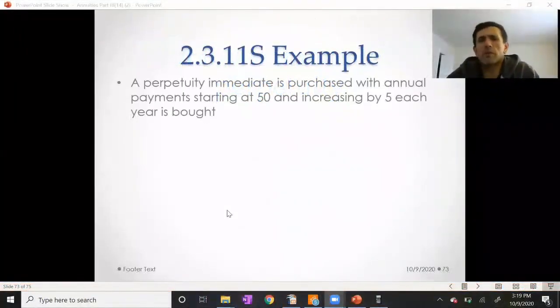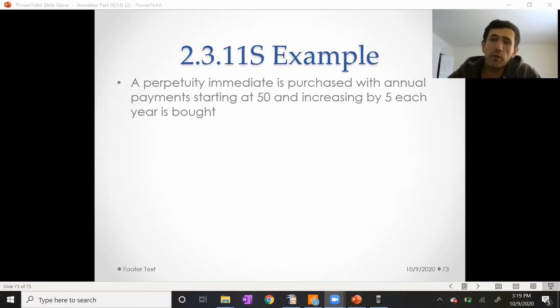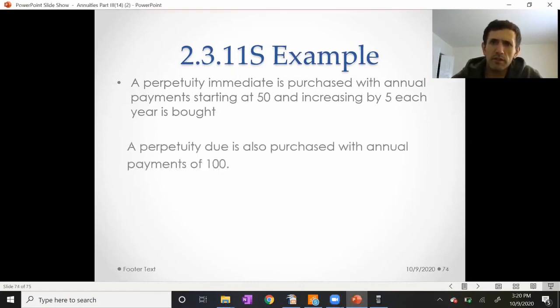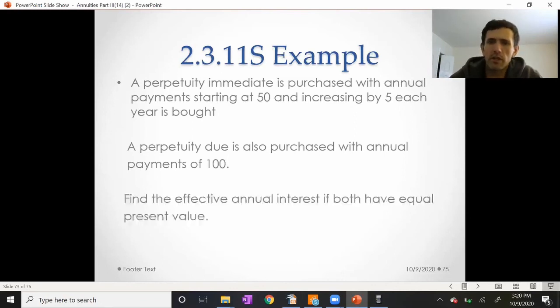Yeah, so let's do another example similar to 3.11 in Broverman's book. And that's going to be similar to homework I'll assign. So a perpetuity immediate, an annuity in perpetuity, is purchased with payments starting off at 15, increasing by 5 each year. A perpetuity due is also purchased with annual payments of 100. And that just means it's an annuity in perpetuity.